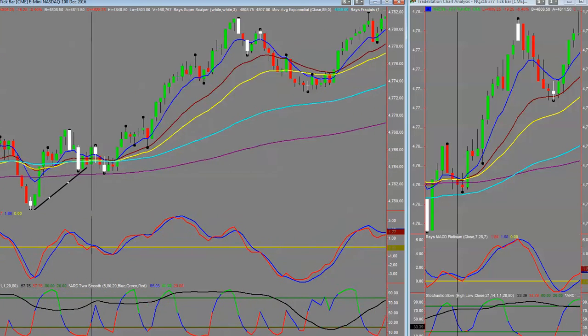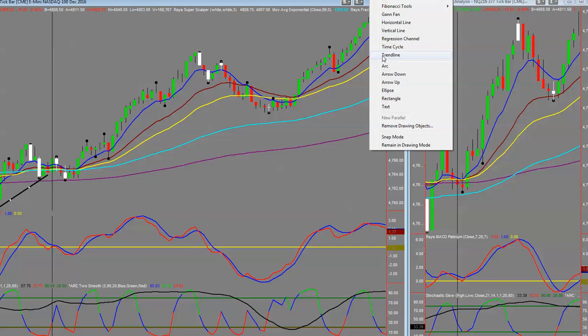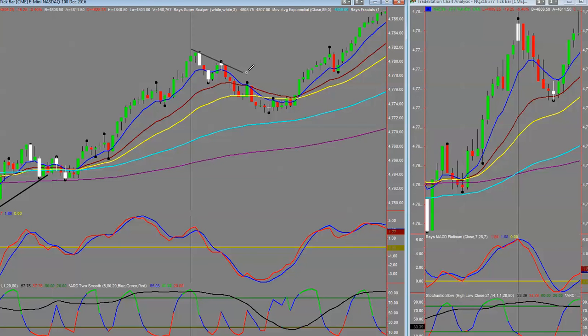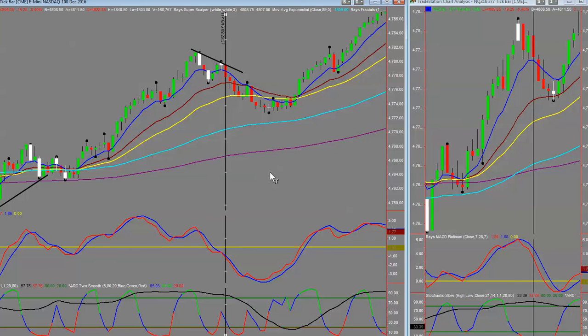Let me just show you another one. Now this is another T9, and this is what I call a standalone. It's a T9 in its own right.